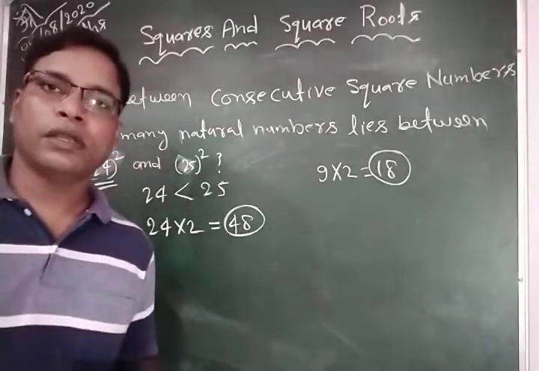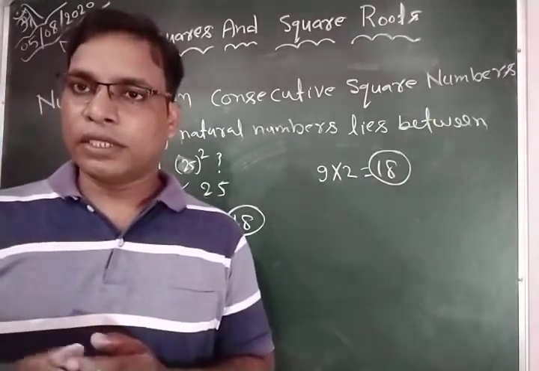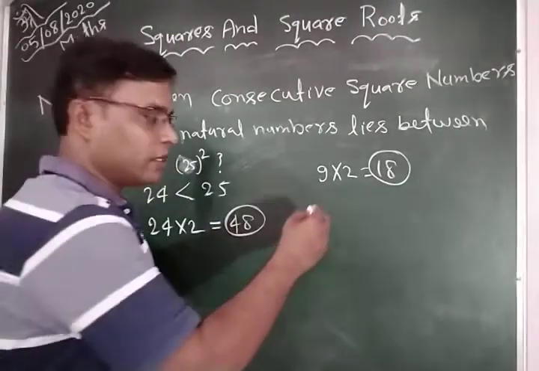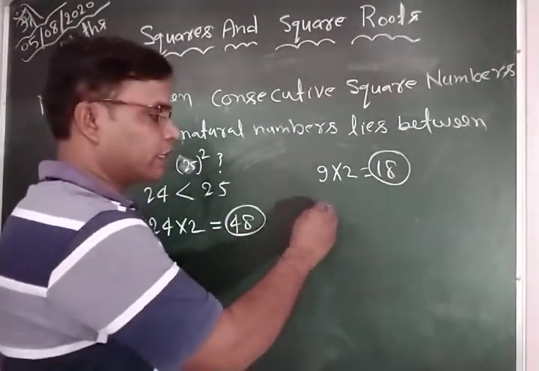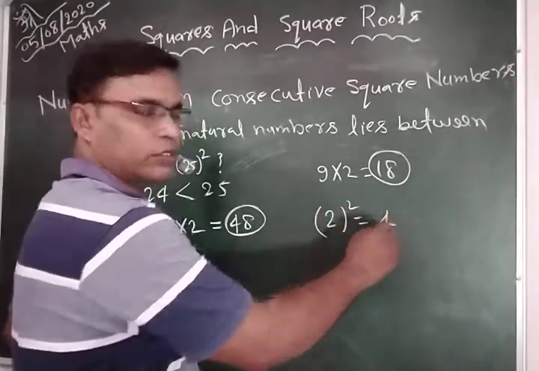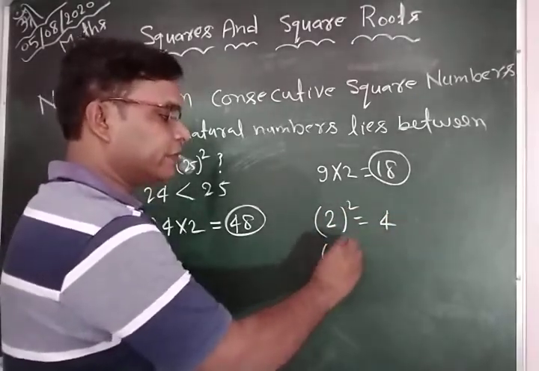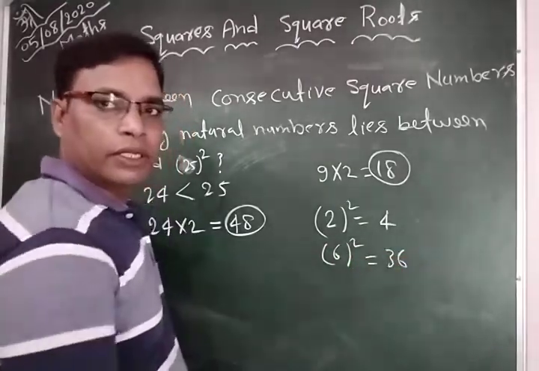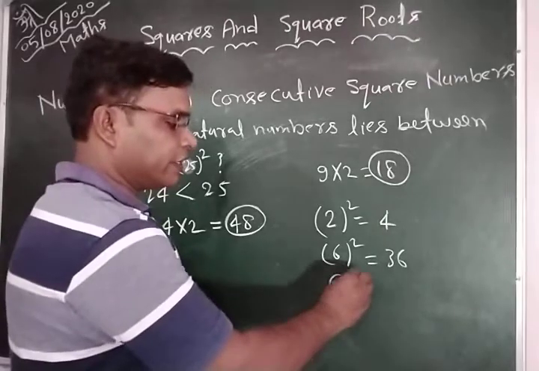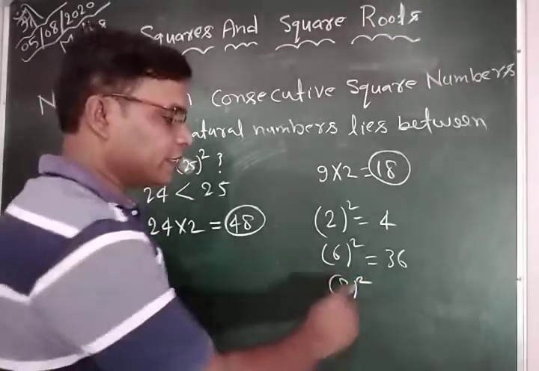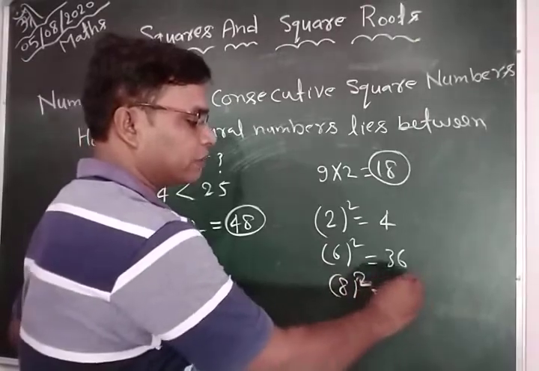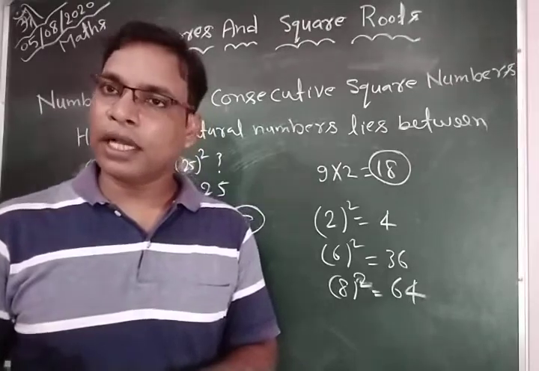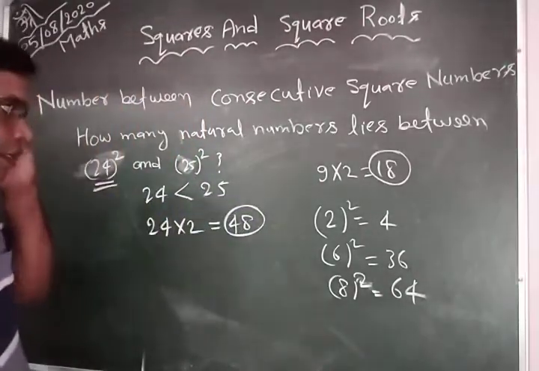Students, one thing I want to make clear here: the square of an even number is an even number. Let's see. 2 is an even number. The square of 2 is 4, which is also even. 6 is an even number. The square of 6 is 36, also even. The square of 8 is 64, also an even number. And the square of an odd number is also odd.